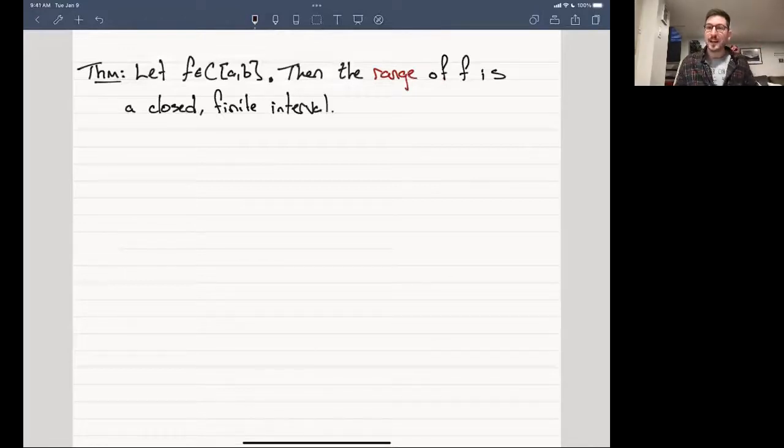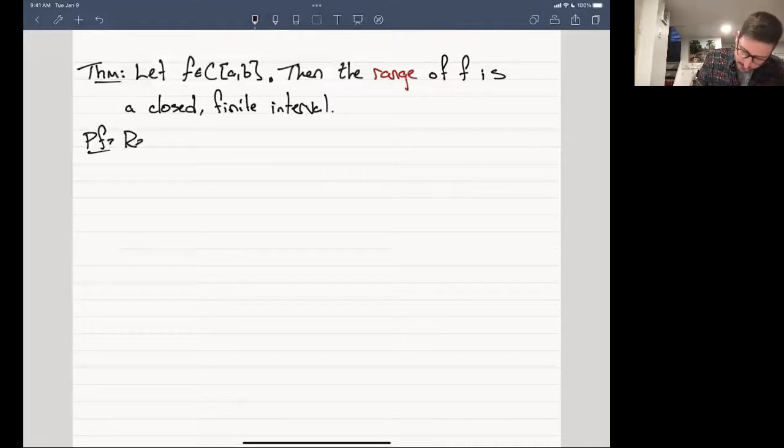Okay, so what does that say? That says if you look at a continuous function on a closed interval, then its image is also going to be a closed interval. That's pretty cool, right? It sort of says take a closed interval and you get a closed interval. And the proof of this is basically just invoking the extreme value theorem.